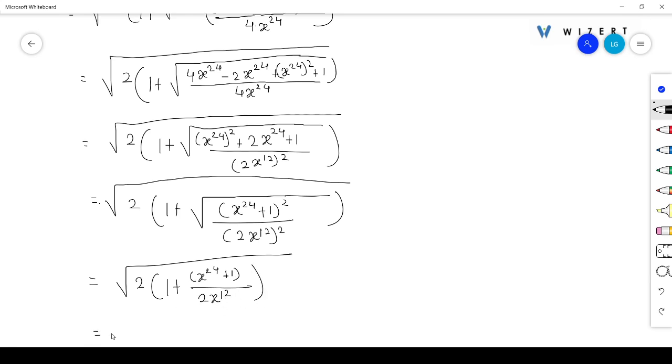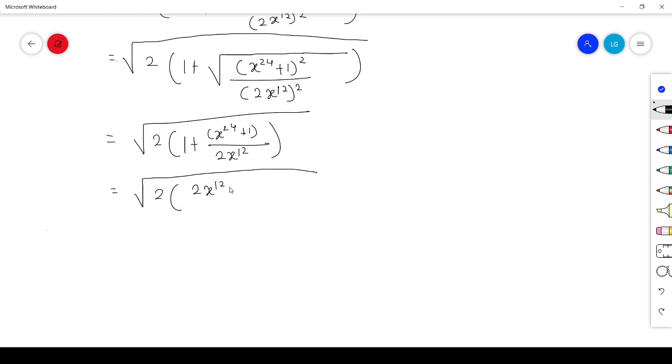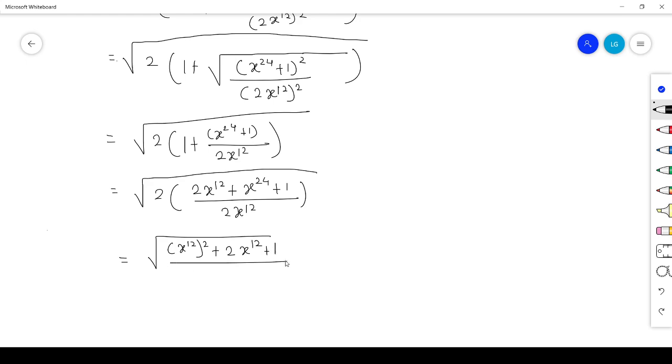Okay, now here again LCM is 2 times x to the power 12, so 2 into 2x to the power 12 plus x to the power 24 plus 1 divided by 2 times x to the power 12. So the 2 gets cancelled, and we can write this as x to the power 12, its square, plus 2 times x to the power 12 plus 1 divided by this x to the power 12.